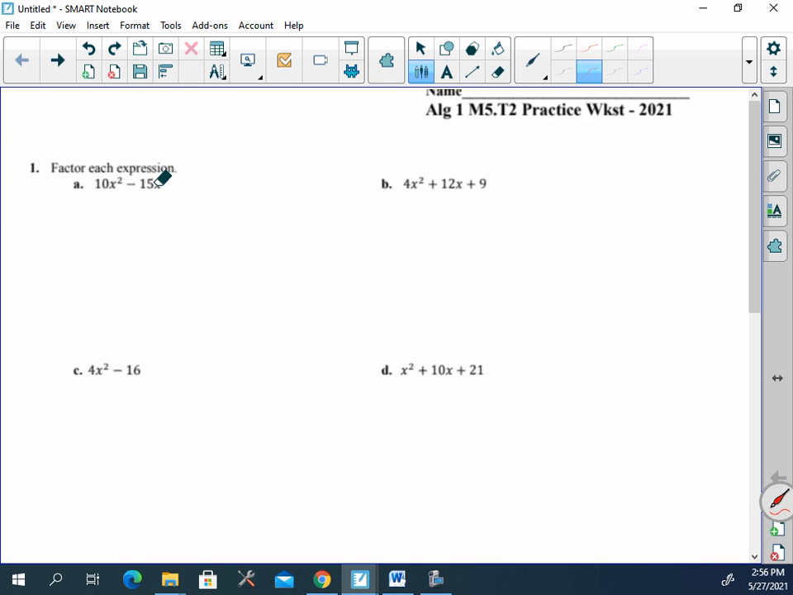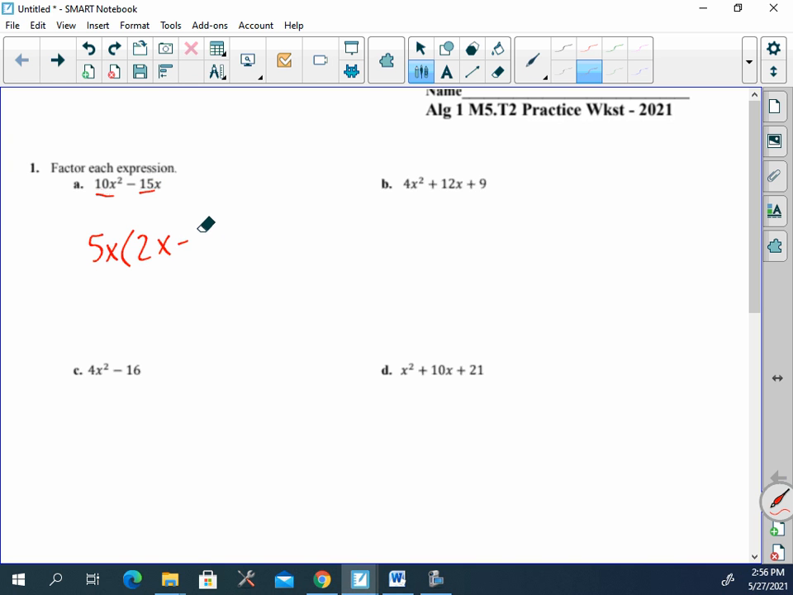And with the first one, there is. What can we take out of both of these pieces here? 5. And what else can we take out? X. You can take out a 5 and an X out of both of those pieces. So it's like you're dividing then by this 5x. So if you took this and divided by 5x, what would you be left with? 2x, and then this one divided by 5x would be minus, what'd you say?